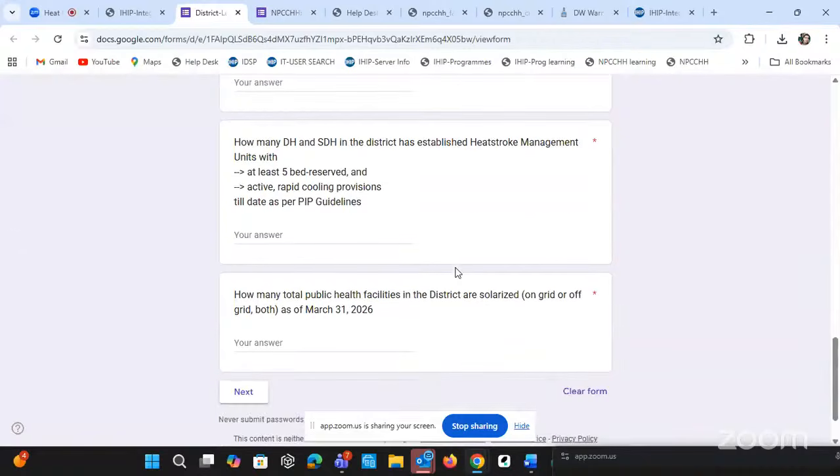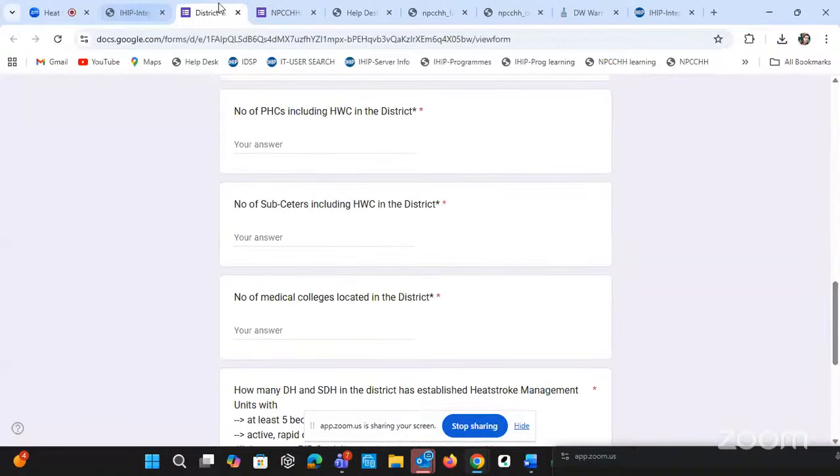So all district nodal officers are requested to fill this immediately once. And if there are any changes in preparedness, as and when the changes happen, you can submit and fill the form once again. We can go back to the IHIP portal.